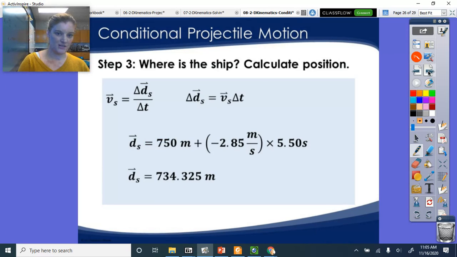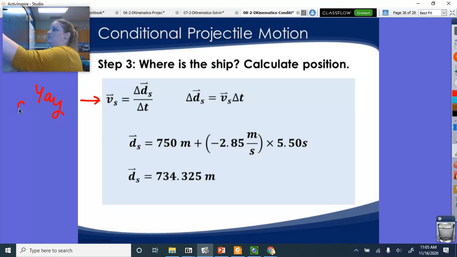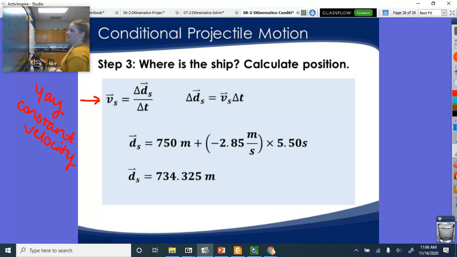So the ship's moving at a constant velocity. It's not slowing down. It's not speeding up. So we can use the exact same equation because, yay, constant velocity. I don't know why I'm writing all this out. I just said it. Anyway. So I know that I started 750 meters out in the positive direction. And then I have to figure out, okay, so I'm heading 2.85 meters per second closer to the fortress over a period of 5.5 seconds.